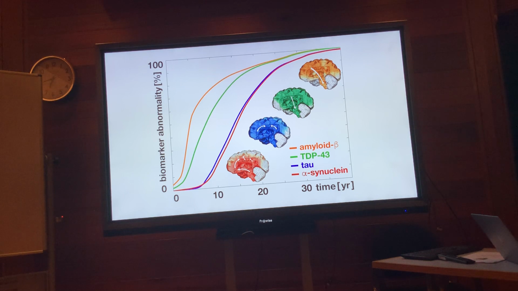Now you know all the parameters because you have a full simulation. You can average that over the entire brain. You can look at the evolution of amyloid beta, of TDP-43, of tau, and so on, and you recover essentially Jack's curve. I'm not saying he didn't have a good intuition, he was very smart. What I'm saying is that this is a way to recover it in a consistent way based on simple assumptions at the local level. So that's good.